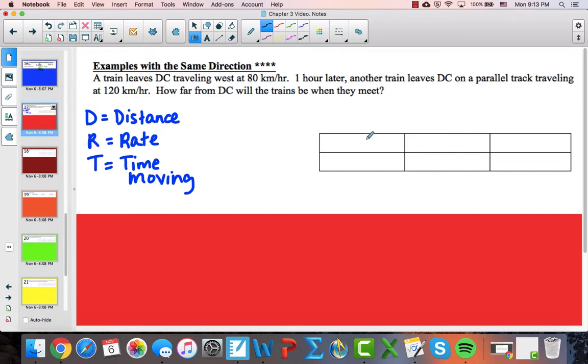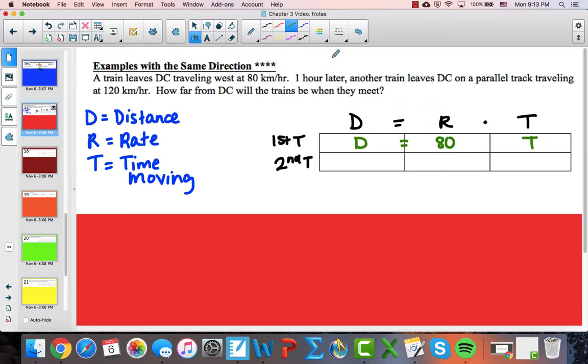All right, so I make a chart. D equals R times T. I put that at the top and I fill in for the two trains. On the left side, I'm going to say the first train and the second train. Because they left at different times, I have to look at each one individually. So the first train leaves DC traveling west at 80 kilometers an hour, so that's the rate. And the time is unknown because we don't know what time he left. And his distance is unknown. So remember, it's a system, so we are going to have two unknowns.